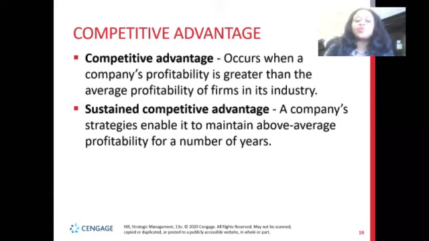So competitive advantage occurs when the company's profitability is greater than the average profitability of firms in its industry. And then ideally firms, so that they can survive, and we're going to talk about the industry life cycle later, so that they can have a longer period of time that they exist in the industry life cycle, want to have sustainable or sustained competitive advantage. And this is simply when a company's strategies enable it to obtain above average profitability for a number of years. So it's when you have competitive advantage for a number of years.